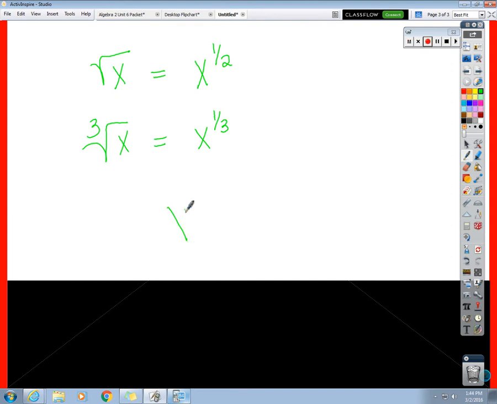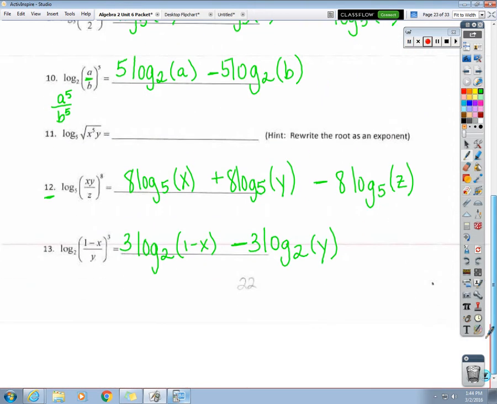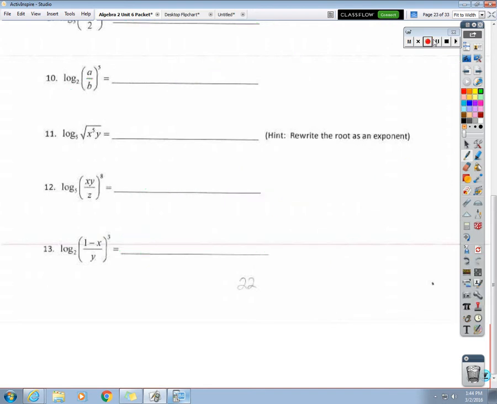Okay, let me go over one other rule real quick. What happens when you have like x to the 1/3 and then you square that? Right, you multiply those and it becomes x to the 2/3. Y'all remember all those rules? Okay, well we're about to use them. Okay, number 11. Can I erase everything?